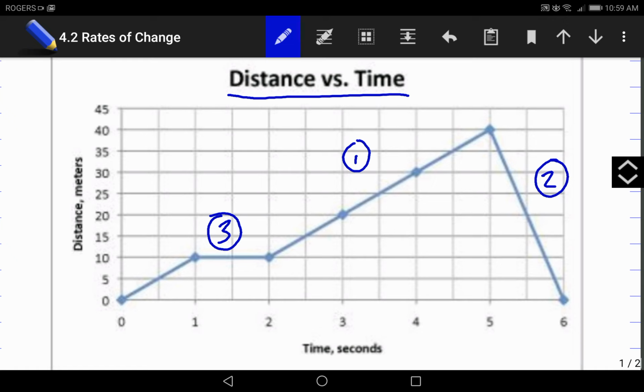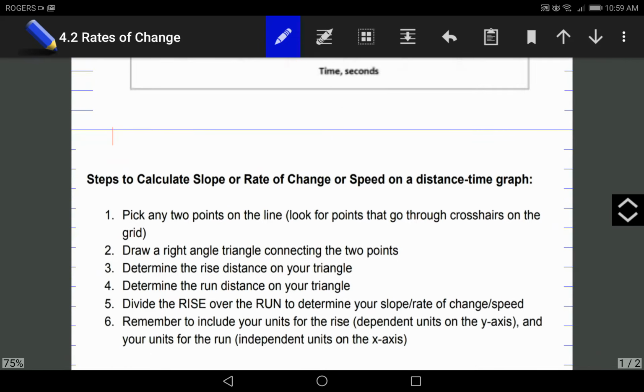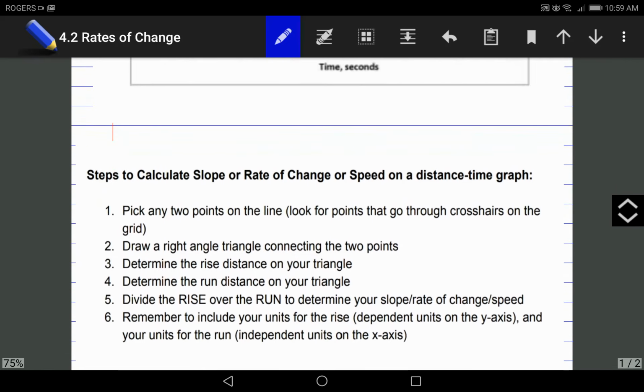Okay, so let's do that. What I've written here are some points to follow when finding the slope, or rate of change, or the speed in a distance time graph. Step 1 is pick any 2 points on the line. All right, so let's pick any 2 points on our line.